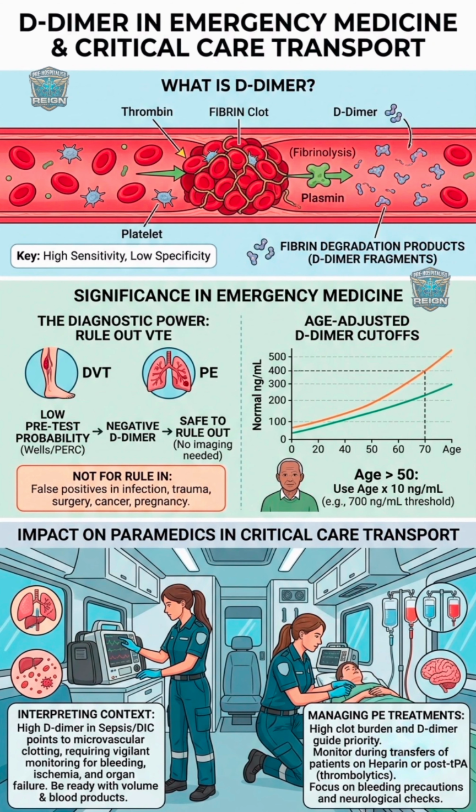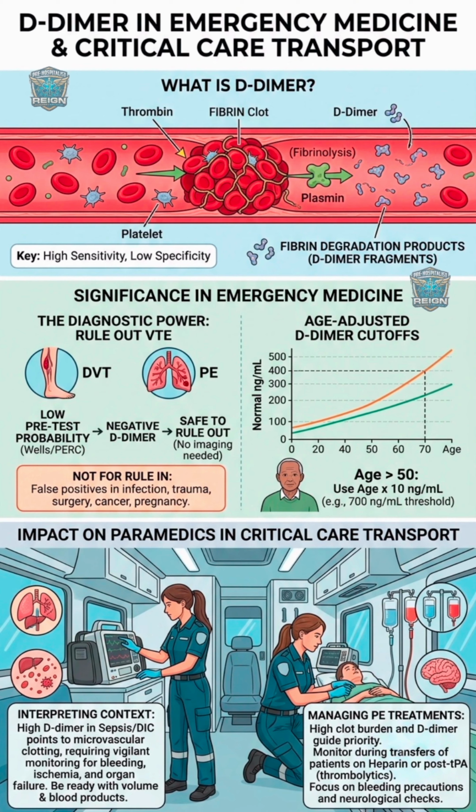Risk stratification and age-adjusted cutoffs. To prevent reflexive overtesting and unnecessary imaging, emergency medicine relies on clinical decision tools like the Wells criteria and PERC, pulmonary embolism rule-out criteria, to establish pretest probability before ordering the lab. Furthermore, because baseline D-dimer levels naturally rise as we age, standard cutoffs can lead to excessive imaging in elderly patients. Modern emergency medicine applies age-adjusted D-dimer cutoffs for patients over 50 years old to improve specificity without sacrificing safety.